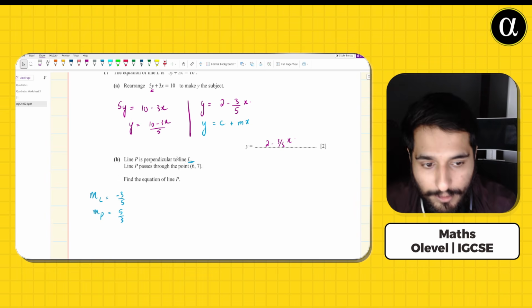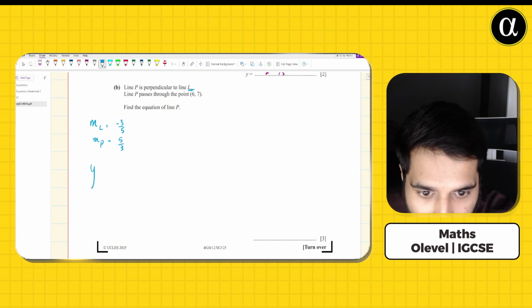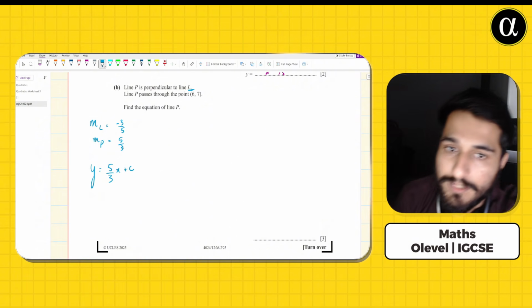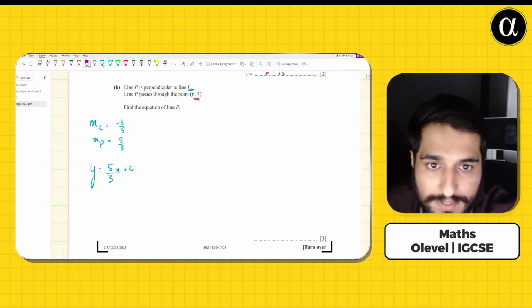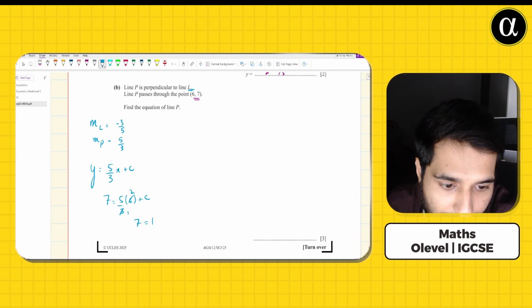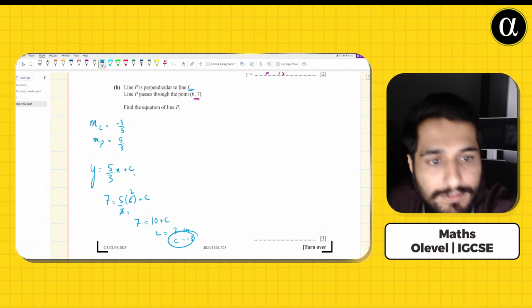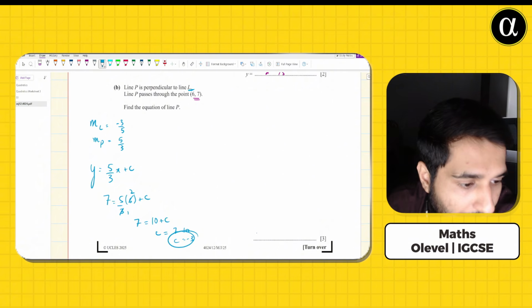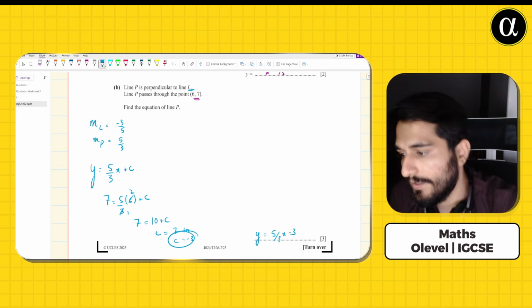We are supposed to find the equation of line P. So what can we do? We can say that y = 5/3 x + c, using the equation y = mx + c. Then this passes through (6, 7), so we can say 7 = 5/3 times 6 + c. So this is 10, so 7 = 10 + c, where the value for c is going to be 7 minus 10, which is minus 3. So we have the equation. The equation for this case is going to be y = 5/3 x - 3.